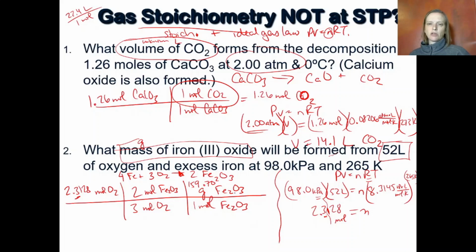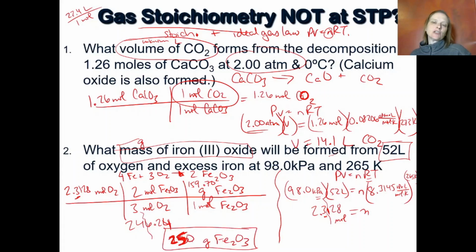So when we do the dimensional analysis, the calculator gives me an answer of 246.24. But of course, I can only round this off to 2 sig figs because my initial value only had 2 sig figs. A final answer rounded to 2 sig figs of 250 grams of iron 3 oxide.